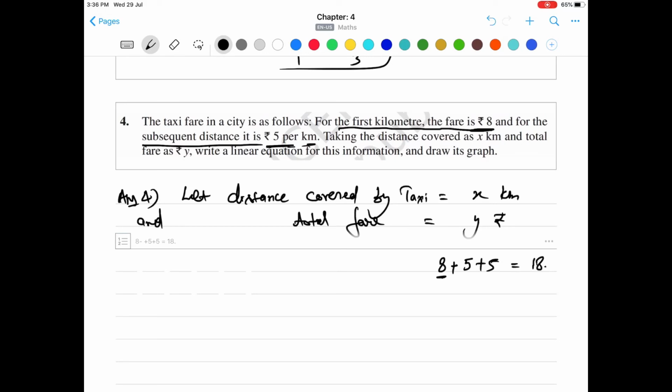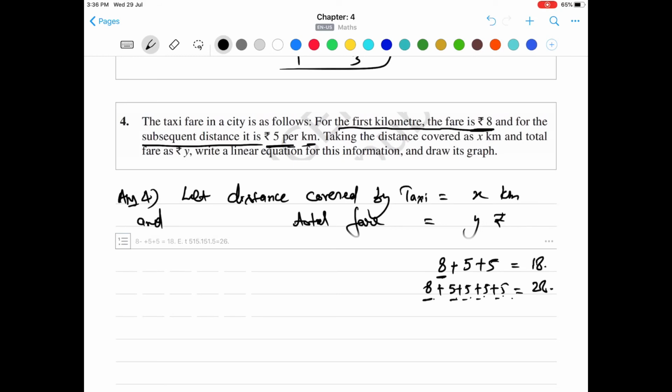Similarly, if that person goes, let's say, 5 kilometers, then for the first kilometer he will pay 8 rupees, then for the subsequent kilometers he will pay 5, 5, 5 and 5. The total will be 28.